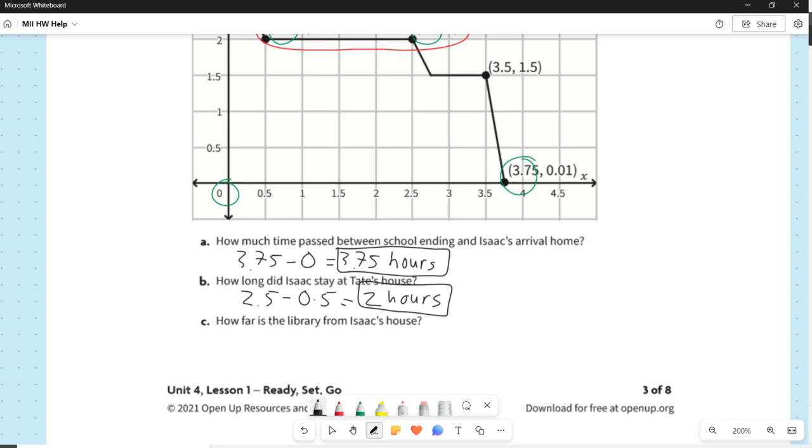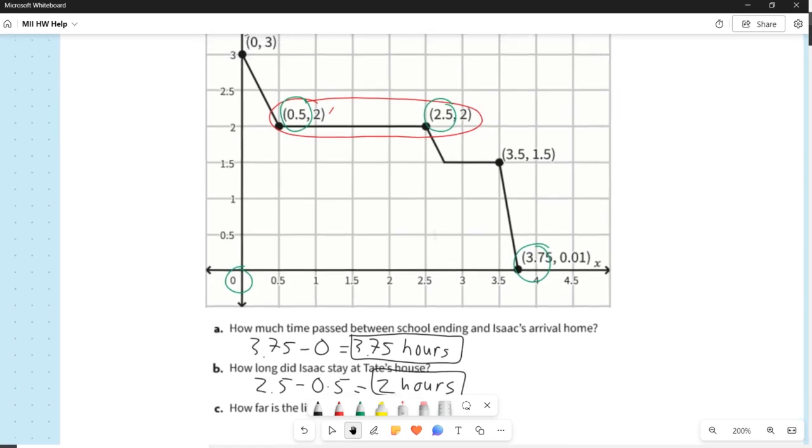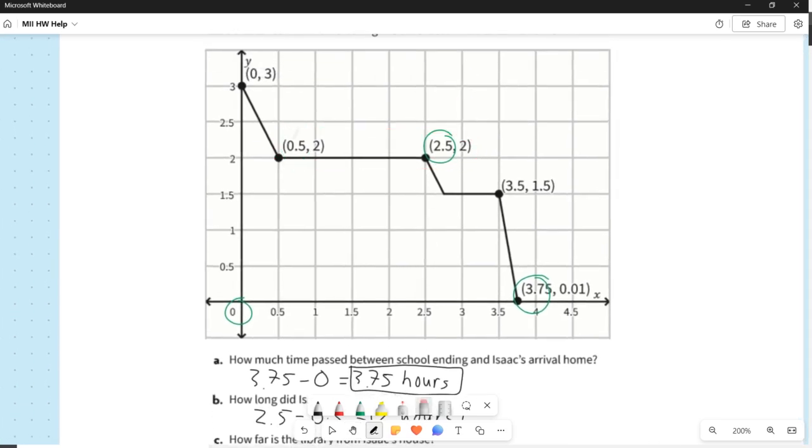Part C, how far is the library from Isaac's house? Now the library, let me get rid of all this. All right. The library was his second stop. And so this represents Isaac hanging out at the library. And we're looking for how far is the library from Isaac's house.